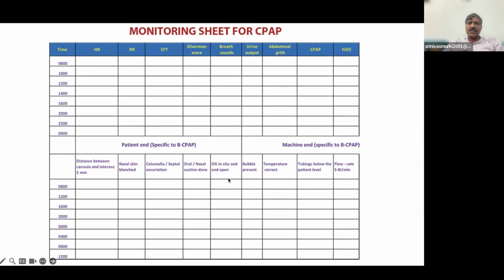Do an oral nasal suction, ensure that the OG tube is in place and the end of the tube is open. And the machine, always look for bubbles in the bubble chamber. Temperature displayed should be 37. The tubing, the circuit should be below the level of the baby, and the flow rate should be 5 liters, maximum of 8 liters, because you don't require flow more than 5 liters most of the time. Only when there are leaks, your flow requirement will be higher in bubble CPAP.